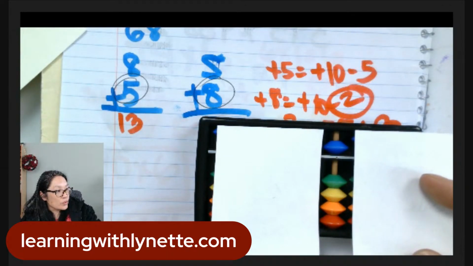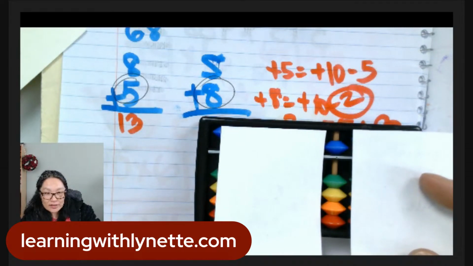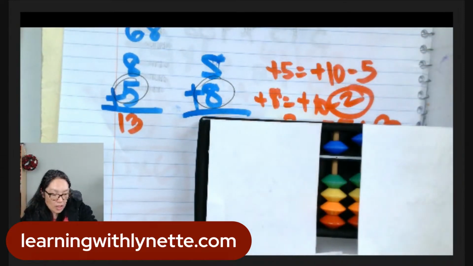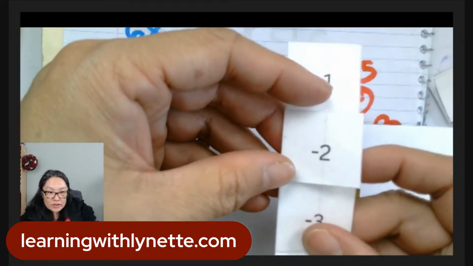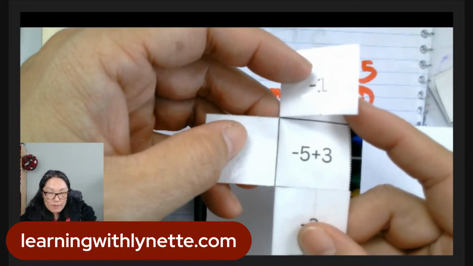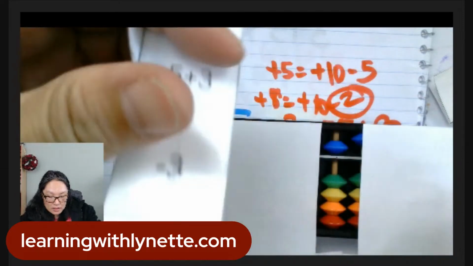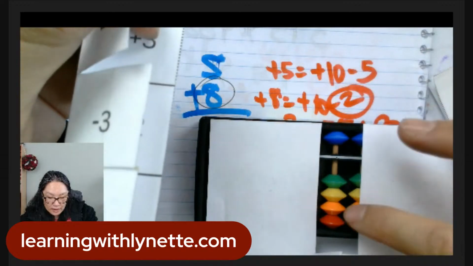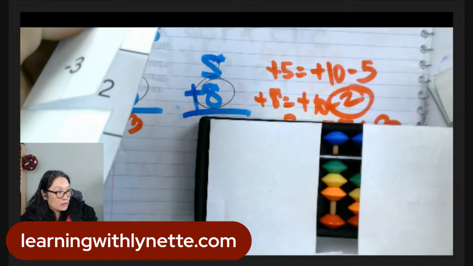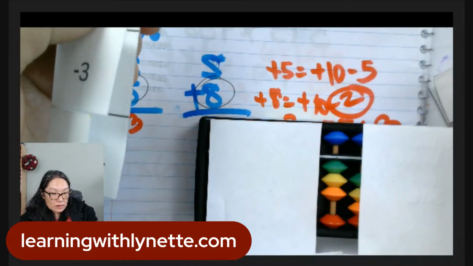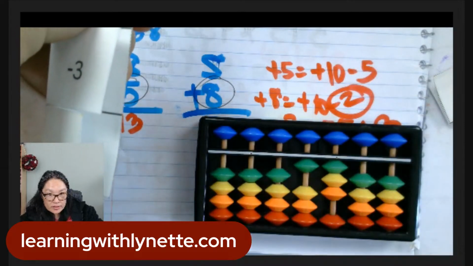What do I do? We know the formula to minus the 2. This is why it's crucial to know your formulas. Minus the 2 is what? Minus the 5 plus the 3. So we're going to minus the 5 and then we're going to add the 3. So what is our answer? Our answer is 13.